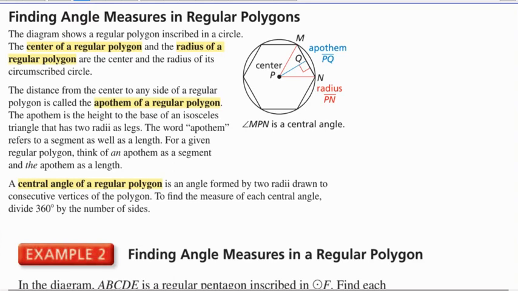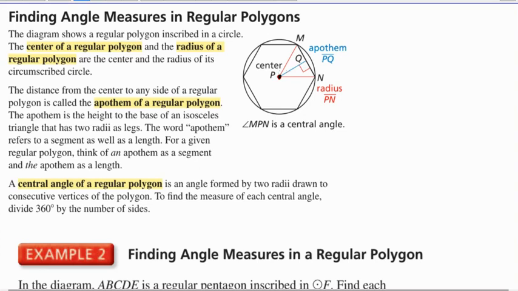Now let's move on to regular polygons. Some vocabulary that you need to know in a regular polygon are words like the center of a regular polygon. That would be in the very middle of it, like the center of a circle that is circumscribed around the polygon to hit every single vertex exactly, right? That would be the center of your polygon.